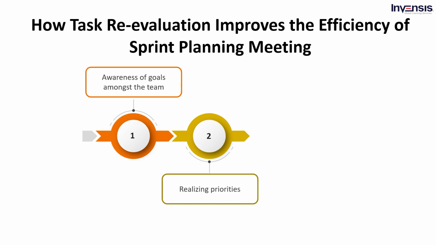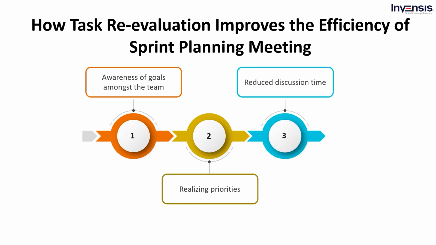Realizing priorities. Time is one of the most valuable resources that an organization should keep track of. Task reevaluation puts the tasks on priority for the sprint. With time, we tend to forget the tasks at the bottom of the product backlog. Reevaluation prior to the sprint planning meeting can clarify such issues. Reduce discussion time. Upon completion of the reevaluation process, we come up with a task list based on priority in descending order. Further, we can move updated priority tasks to the sprint. These things reduce the meeting time to less than half an hour.